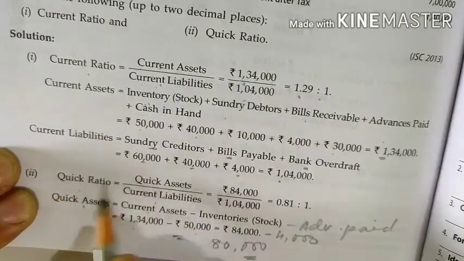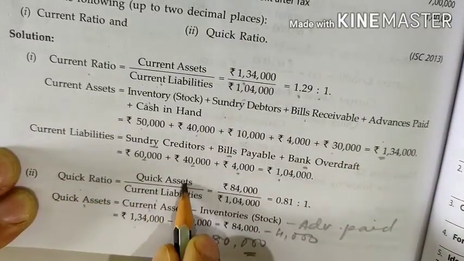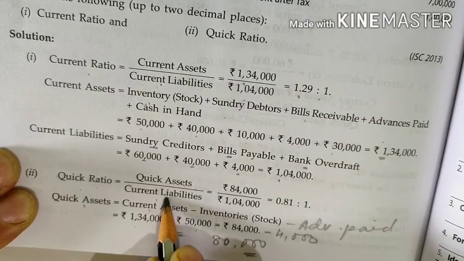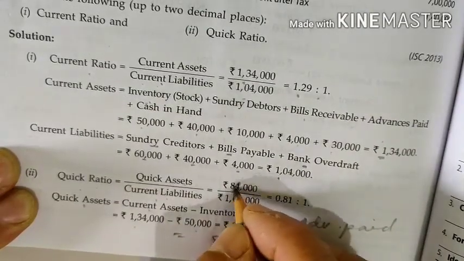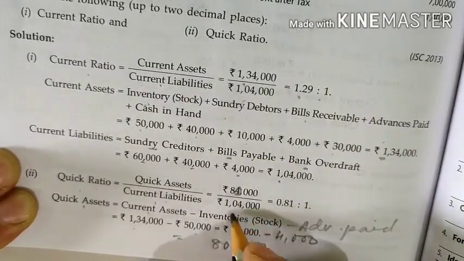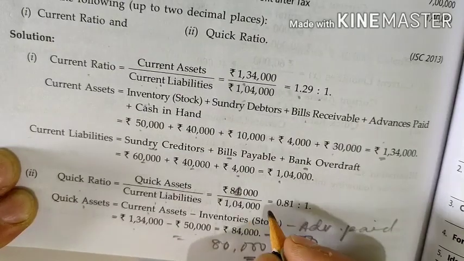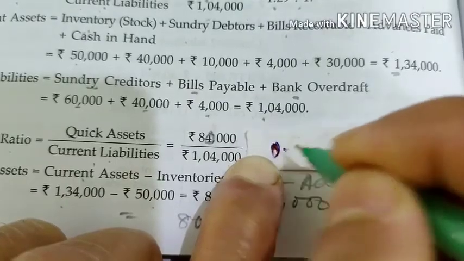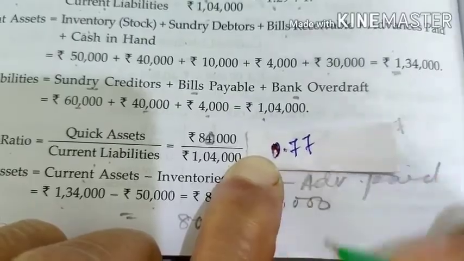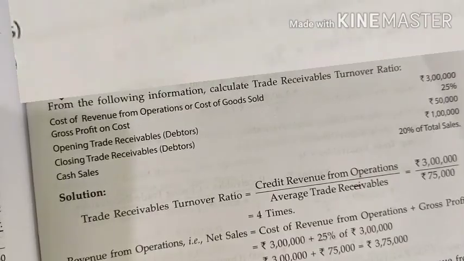Now the formula quick ratio is quick assets by current liabilities. So this will be your 80,000 divided by 1,04,000 will give you 0.77. We take another question now.